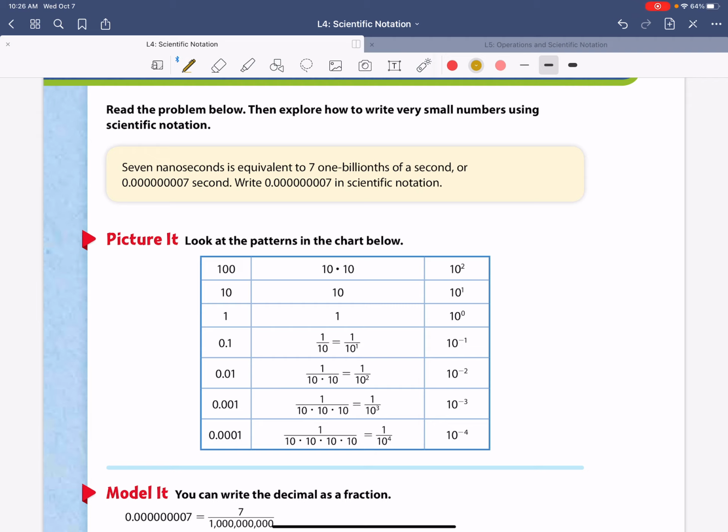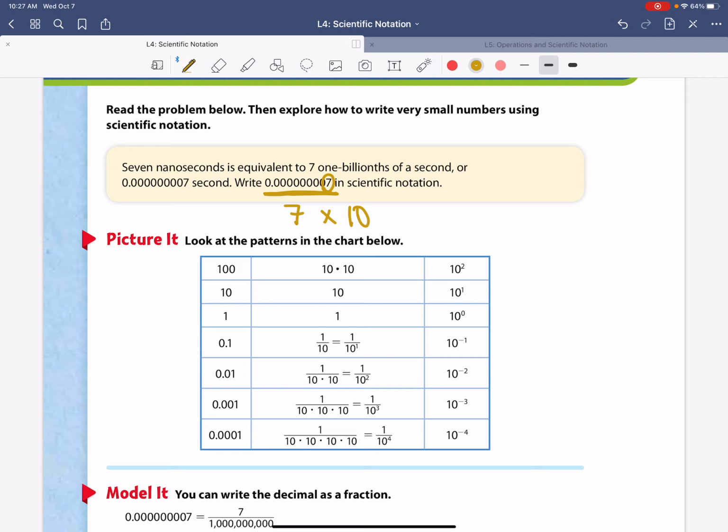So just like in day 1, you needed a number that's greater than or equal to 1 but less than 10, and you need to multiply by a power of 10. The first thing, we know that our number should be 7, because that's the only number we were given that's not 0. And we're going to be multiplying that by a power of 10. Now, to get from 7 to 7 billionths of a second, 7 is way bigger than 7 billionths.